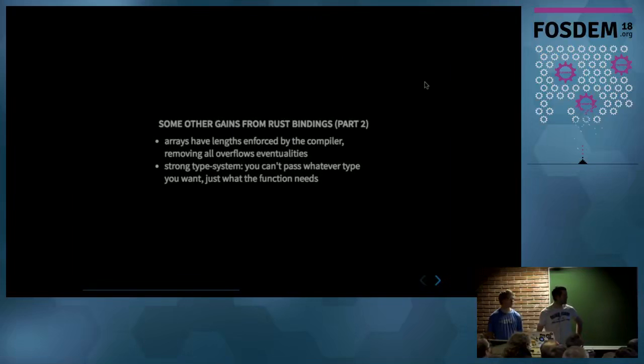So yeah, some other gains, of course. Now you can't have arrays which have an invalid size. We don't allow giving the size of an array when you give it to a function. An array is a slice pointer, so you have its length provided by the type directly. So no need to give the size anymore. Very convenient and allows a lot fewer errors. And of course, the strong type system, which is one of the biggest advantages of Rust. So you can't make a cast however you want, just what the function needs.